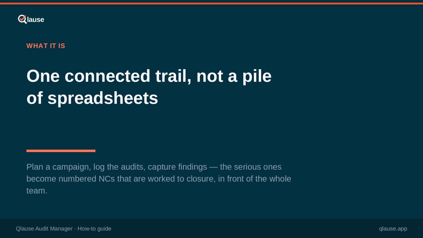The Audit Manager is built around one idea. An audit program is not a pile of spreadsheets. It's a single connected trail. You plan a campaign, auditors log what they audited, findings are captured against clauses, and the serious ones automatically become numbered non-conformance reports that are worked to closure, with the whole team seeing the same live picture.